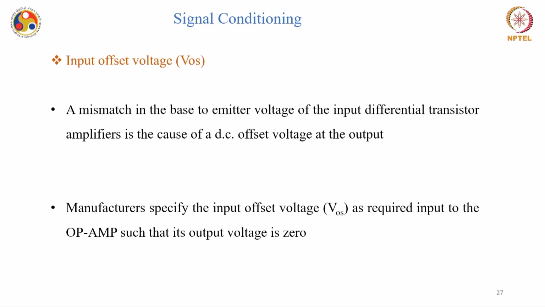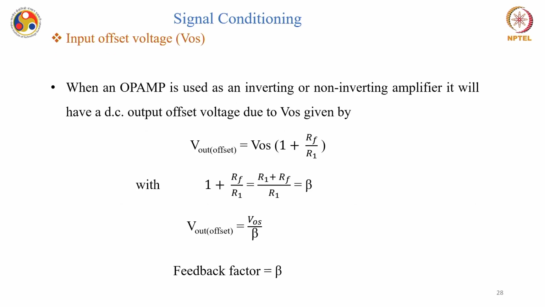Manufacturers specify the input offset voltage, mostly represented by VOS, as the required input to the op-amp such that the output voltage is at 0. When an op-amp is used as an inverting or non-inverting amplifier, it will have a DC output offset voltage due to VOS, and this output is given as VOS into your closed loop gain that you have just seen, 1 plus Rf by R1. I am calling 1 plus Rf by R1 a feedback factor beta. So, output offset voltage is equal to this input offset voltage by beta. If you know this value, you can at least minimize it.